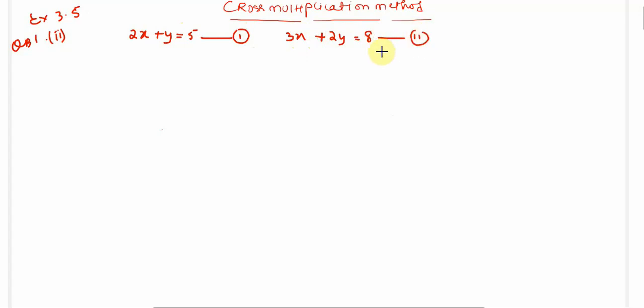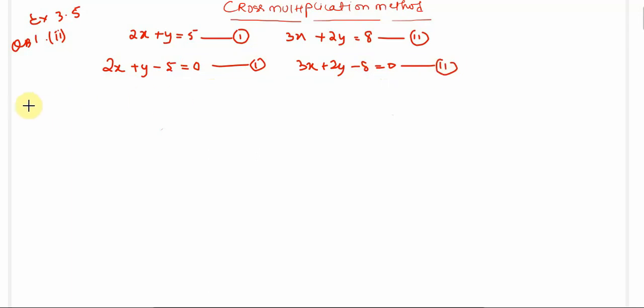Since I'm going to use +1 as a heading, I'll be transferring this constant term to the left hand side. Even here, 3x + 2y + 8 will become -8 = 0. So this will be our final equation 1, and this will be our final equation 2.